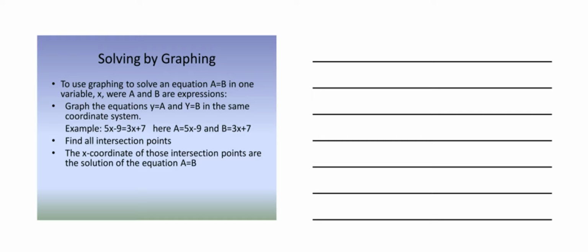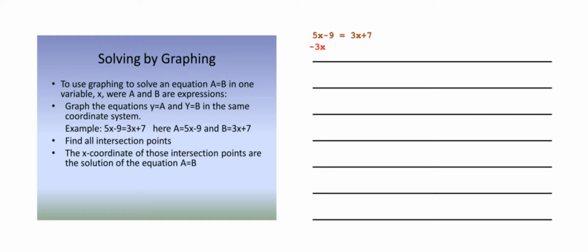As an example, we have 5x minus 9 equals 3x plus 7. Here a equals 5x minus 9 and b equals 3x plus 7. Find all intersection points, and the x-coordinates of those intersection points are the solutions of the equation a equals b. Okay, so the equation 5x minus 9 equals 3x plus 7.